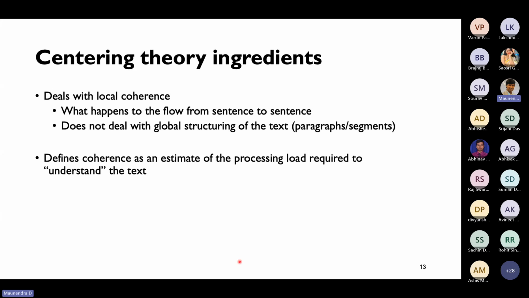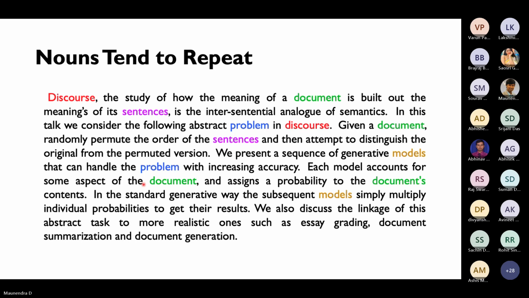Then there is a concept called centering theory, which deals with local coherence, because here we talk about a set of sentences surrounding each other, how the flow goes from sentence to sentence. It does not deal with the global structuring of the text. It defines coherence as an estimate of the processing load required to understand the text. The observation is that in a complete passage, the nouns will tend to differ.